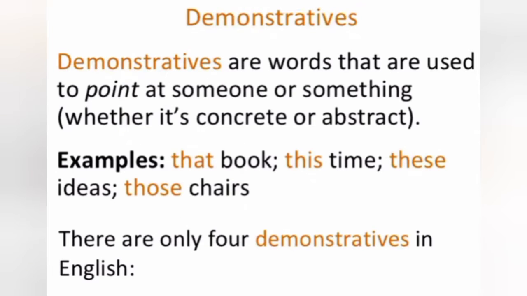Now demonstratives. Demonstratives are words that are used to point at someone or something. For example, that book, this time, these ideas, those chairs. There are only four demonstratives in English: singular demonstratives and plural demonstratives. Singular: this, that, and for plural: these and those.